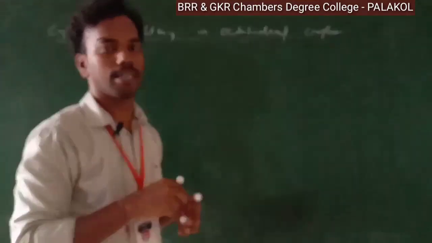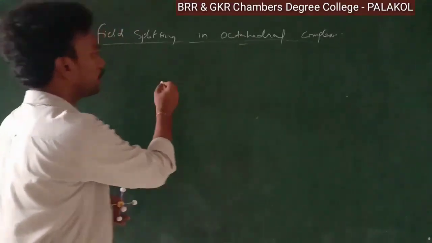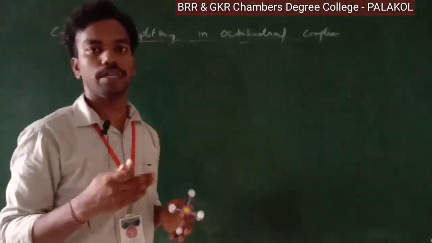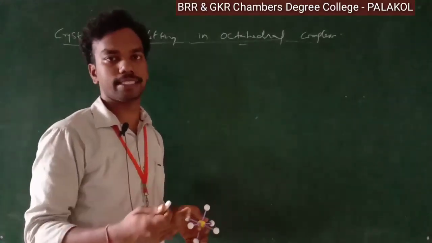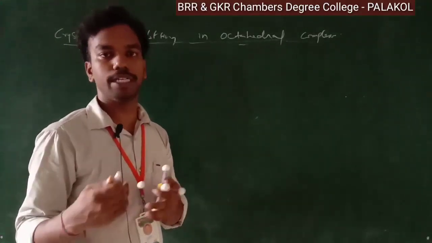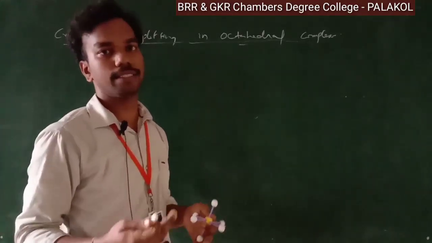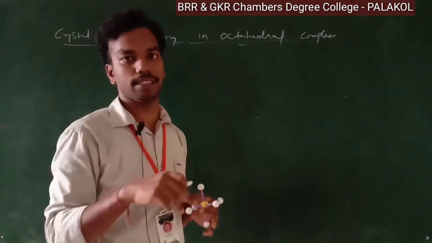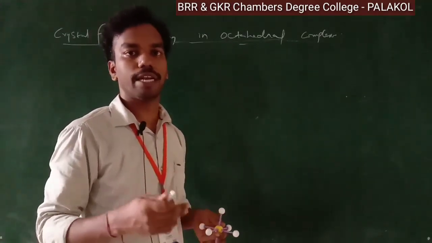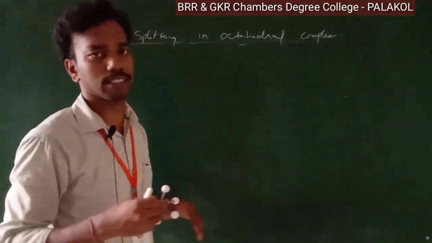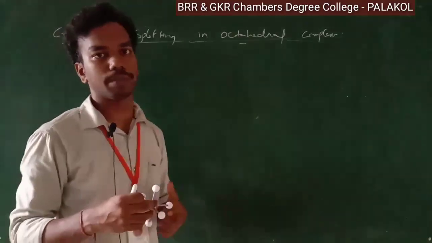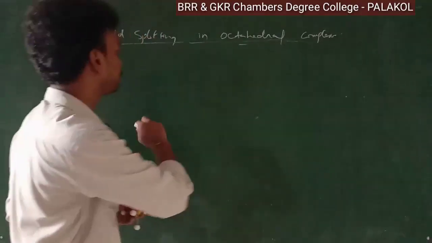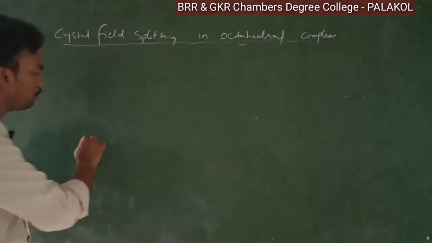In the previous class, I told you d orbitals can be split into 2 sets, that is T2g and Eg. dxy, dyz, dzx come under T2g, the triply degenerate orbitals. dx square minus y square and dz square have their lobes along the axes, where the electron density lies along the axis. Those 2 orbitals are called Eg orbitals, doubly degenerate orbitals.